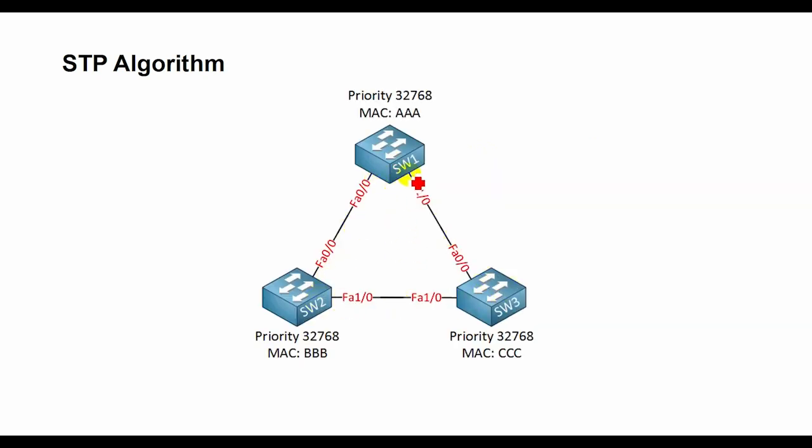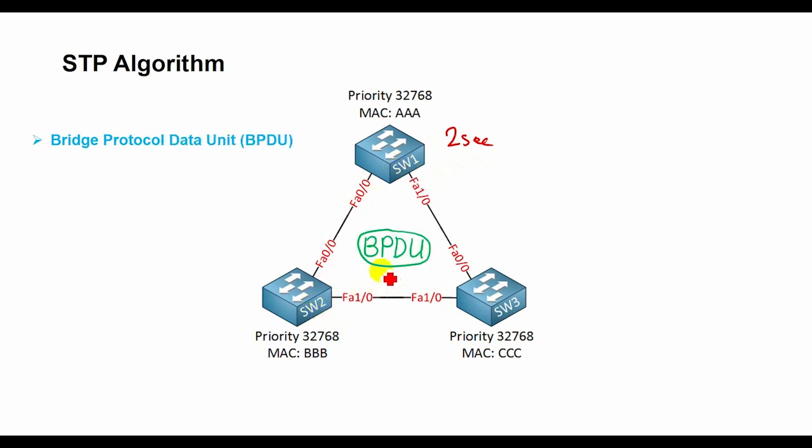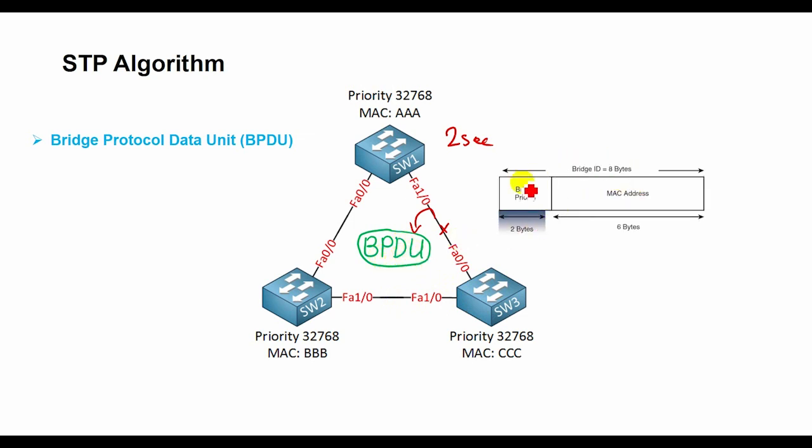Switches exchange STP configuration messages every 2 seconds by default, using a multicast frame called the Bridge Protocol Data Unit, or BPDU. Blocked ports listen for these BPDUs to detect whether the other side of the link is down, thus requiring an STP recalculation. One piece of information included in the BPDU is the bridge ID.